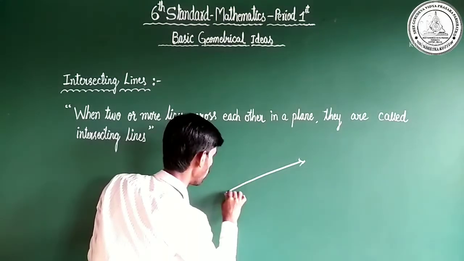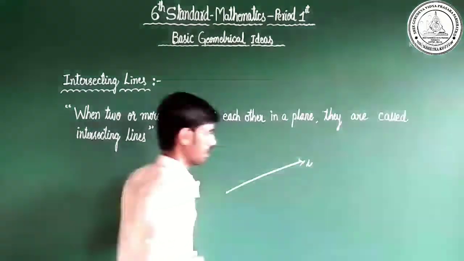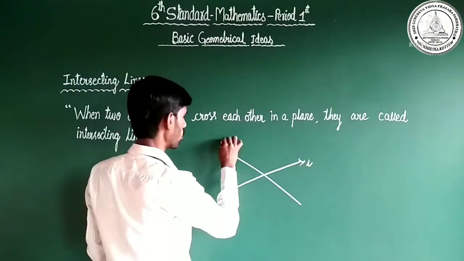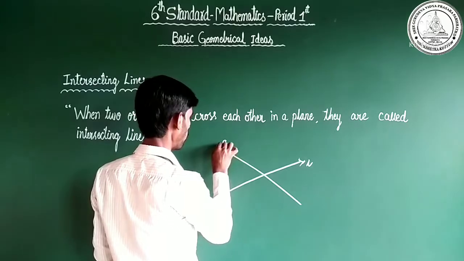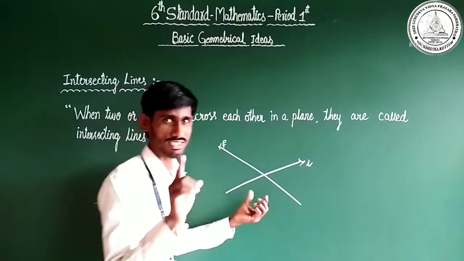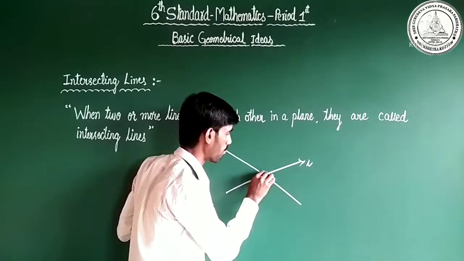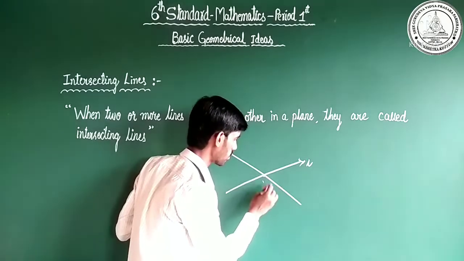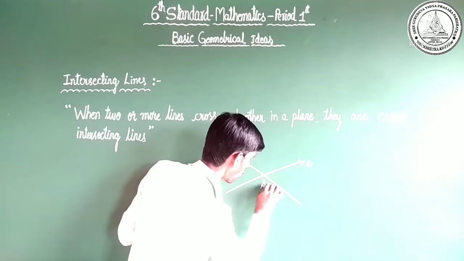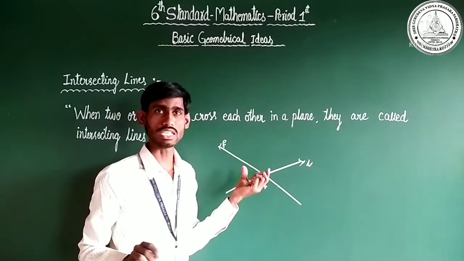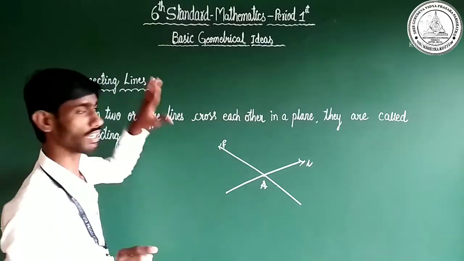This is the line L, and this is the line P. Imagine these two are lines. These two lines cross each other in a single point. This is the point, the name of the point is A. These types of lines we call intersecting lines.